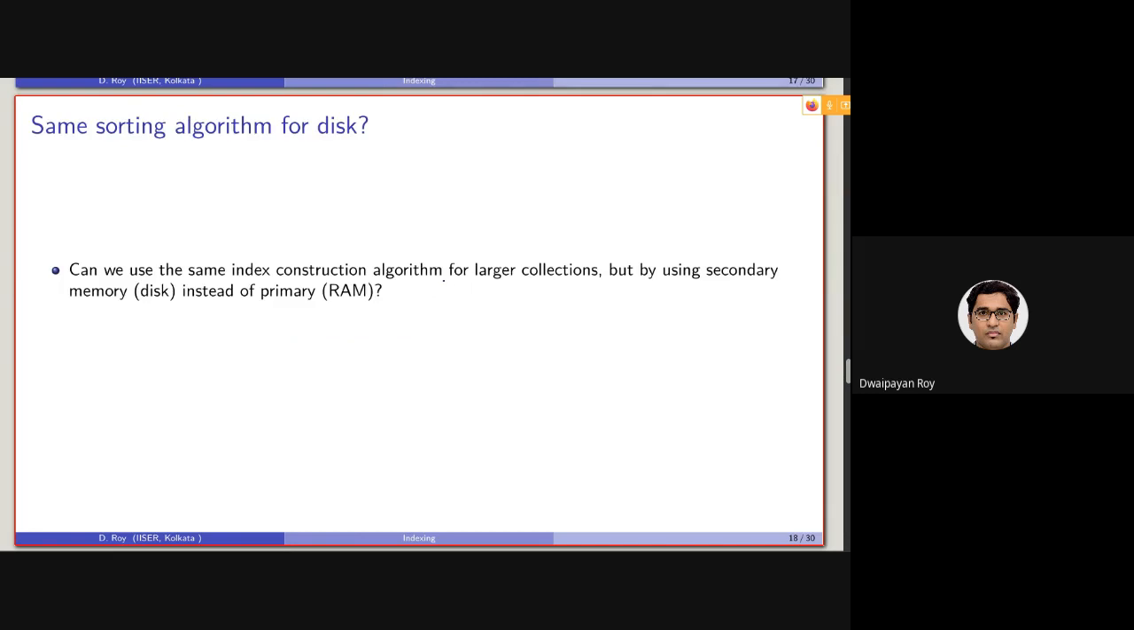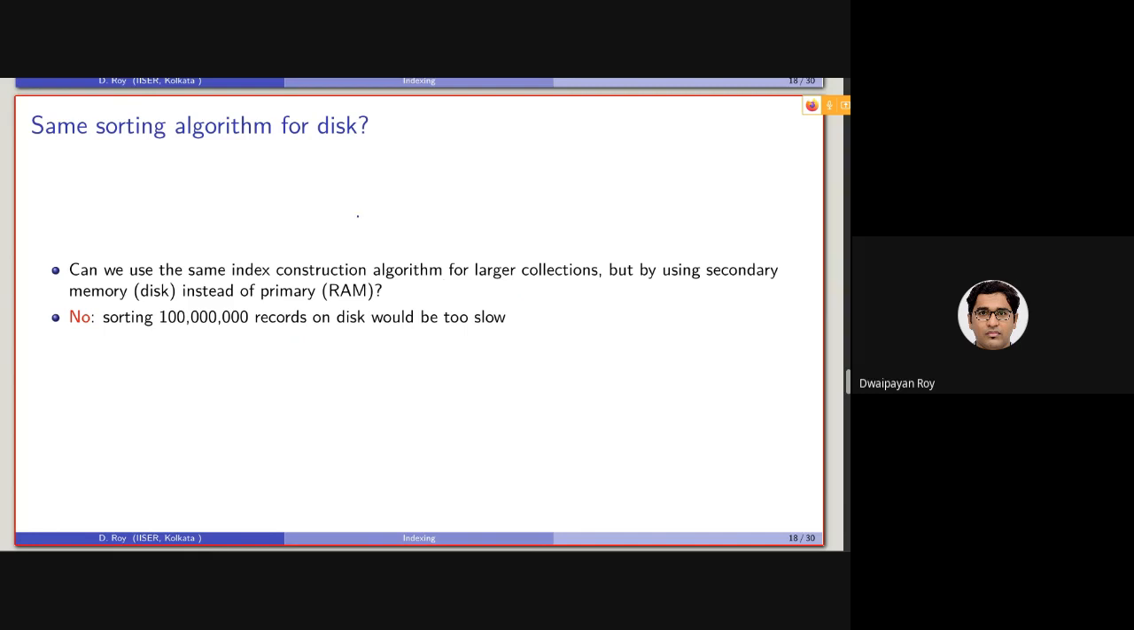Now, the obvious question is similar to the sorting algorithms that we apply in in-memory data. That is, in-memory means when we are applying the sorting algorithm when the data is stored in the primary memory, that is in RAM. Can we apply a similar algorithm when the data is stored in the disk or in the secondary memory? The answer is no. Why?